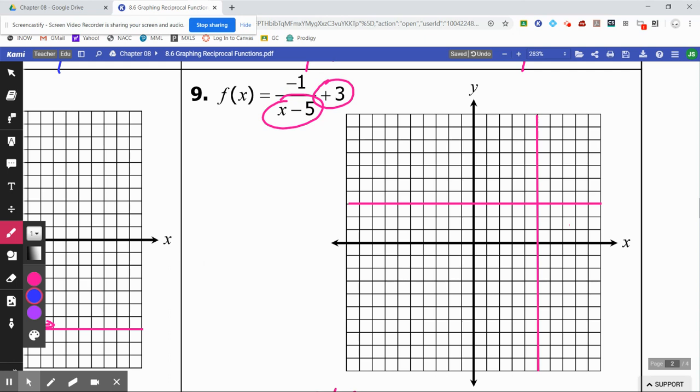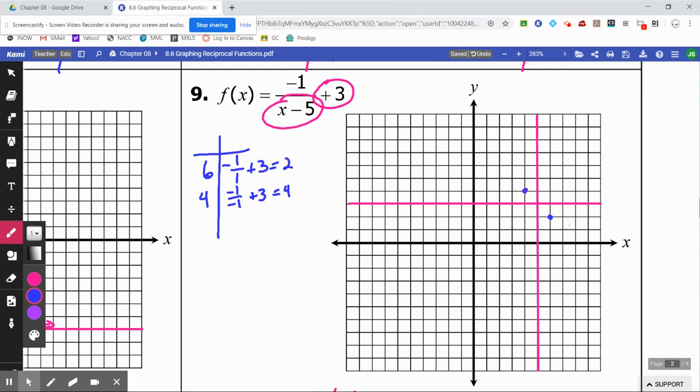Like I would plug in maybe a 6. That would give you, on a t-table, plugging in 6, negative 1 over 1 plus 3, which would be 2. So when I plug in 6, I get 2. When I plug in something on maybe the other side, like a 4, I get negative 1 over negative 1, plus 3. That'll be 1 plus 3, which gives you a 4. So when I plug in 4, I get 4.